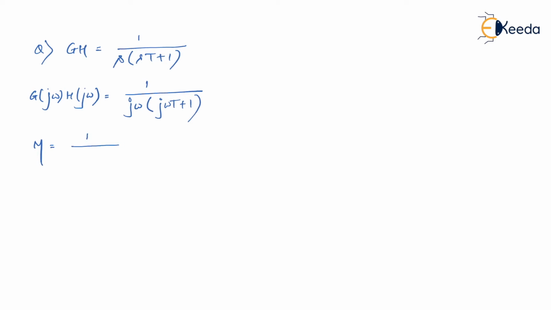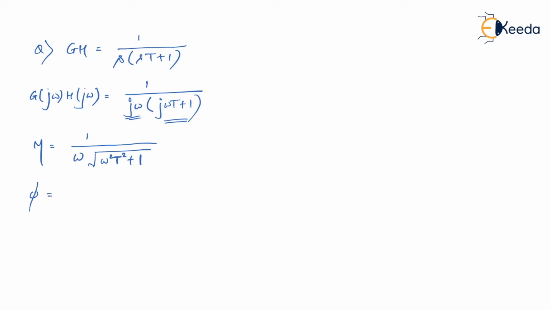In the numerator we have 1, so magnitude remains 1. In the denominator we have j omega. You know that the magnitude of j omega is omega itself. You know very well how to calculate it. I'm sure you have watched the previous videos. Then the magnitude of j omega t plus 1 will be under root of omega square t square plus 1. Done. We have done with the magnitude.